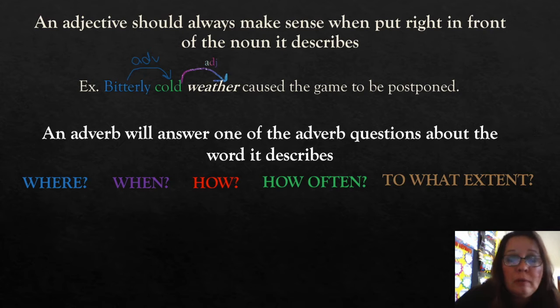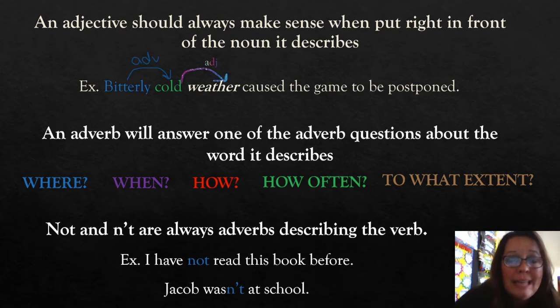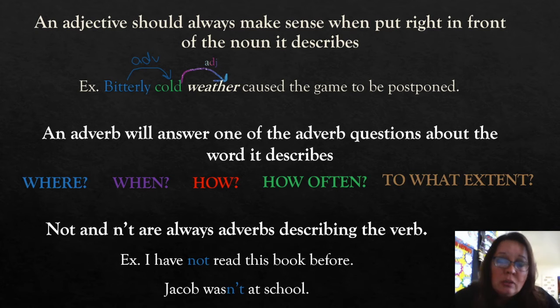One more little note for you to remember is not and n't are always describing the verb. For example, I have not read this book before. The verb is have read. Now, what have you not done? I have not read the book. So they would modify have and read, and you'll need to put arrows on both of those. Jacob wasn't at school. It's kind of like saying was not. So you see the n't modifies was. Not is the adverb, and it modifies was.